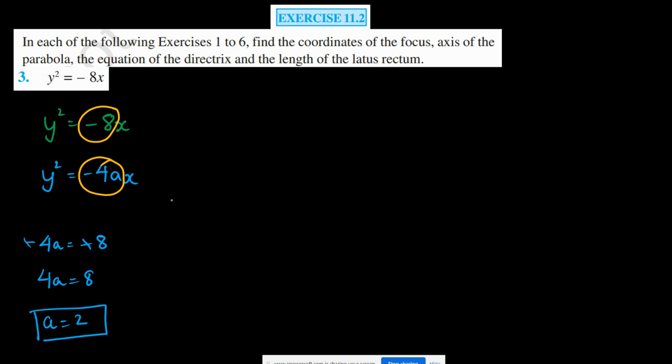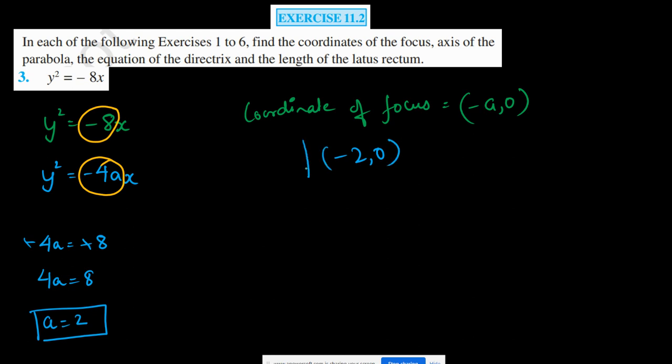I can write the coordinate of the focus. What is going to be the coordinate of focus? For y square, it is a negative value, right? Here it is going to be minus a comma 0. Since it is minus a comma 0, my coordinate is going to be minus 2 comma 0. This is going to be the coordinate of focus.